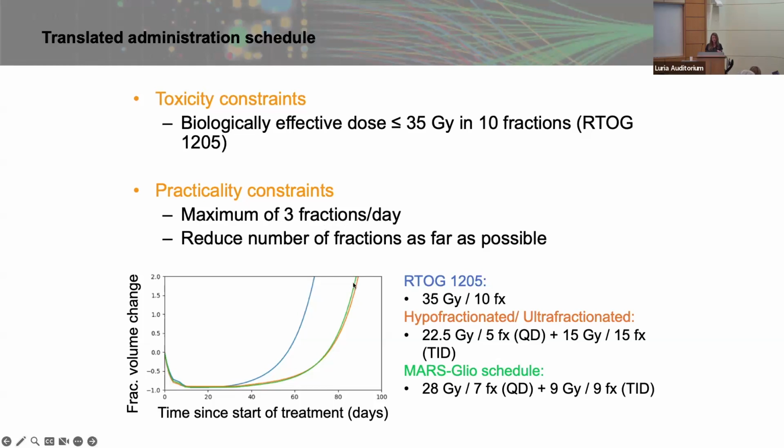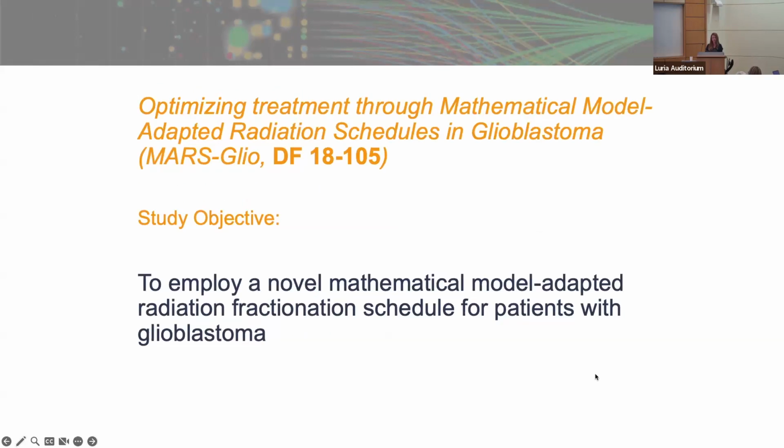So we redesigned this optimum schedule to something that's not the global optimum, but almost as good as the optimum that we had identified in the mouse model before, but simplified with the hopes of being more clinically implementable and more feasible. And so this led to this clinical trial, which is called MARS-GLIO, which stands for Mathematical Model Adapted Radiation Schedules in Glioblastoma. The study objective was to employ a novel mathematical model adapted radiation fractionation schedule in patients with glioblastoma.